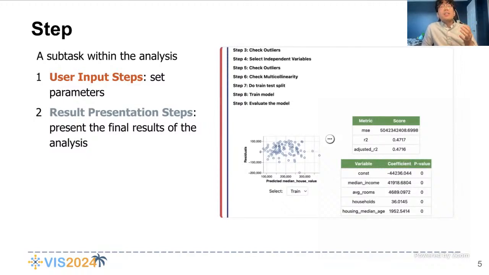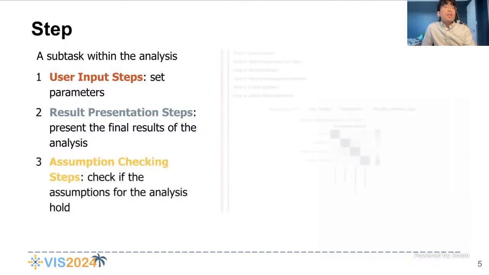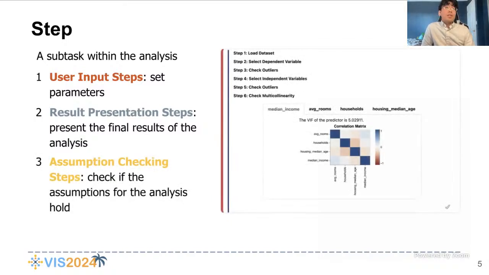In this case, it presents the coefficients of the prediction model and also provides the R-squared score as a measure of goodness of fit. And more importantly, we have the assumption checking step. It checks if the assumptions for the analysis hold. It's really crucial to ensure the validity of the statistical models, through its explanations, which I will introduce later.